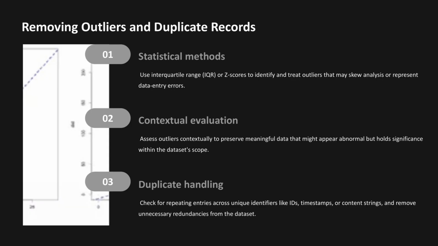Removing outliers and duplicate records. Combine statistical methods and contextual judgment. Use IQR or z-scores to flag extreme values. Assess them in context to avoid discarding meaningful anomalies, and check for duplicate entries using identifiers like IDs or timestamps so you can remove redundancies without losing important observations.